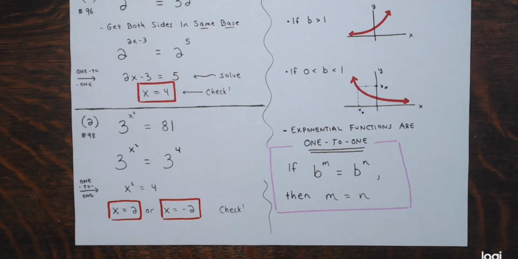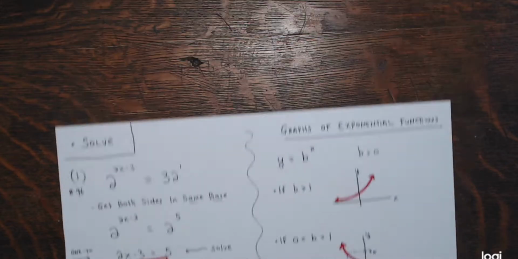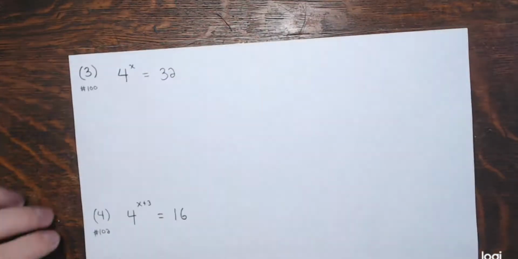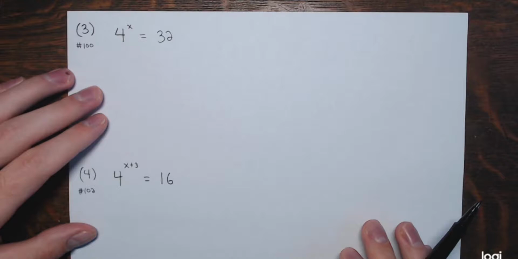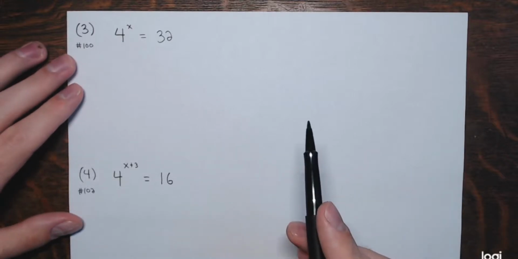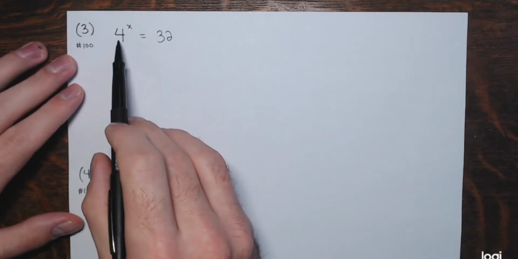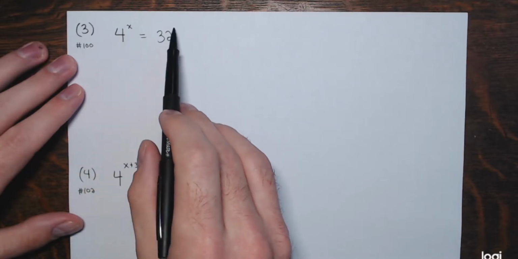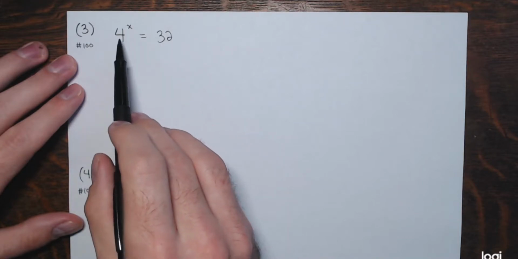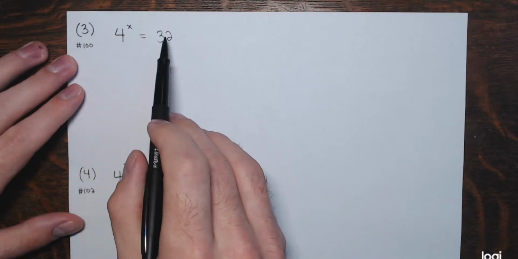All right, so next question. Same procedure, right? Trying to get both sides to be written in the same base, the same base to a power. So on the left side we have 4 to the x, right side we have 32 to the first, so this is base 4, base 32.